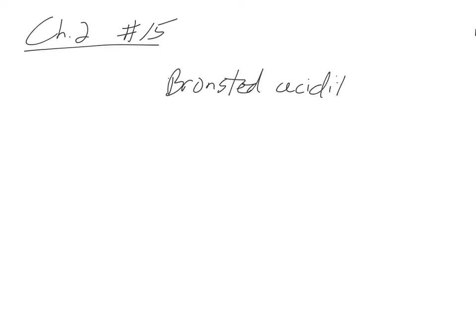This is chapter 2 in Sapling, number 15. It says, rank the following 4 acids in order of increasing Bronsted acidity. So what's it asking? Bronsted acidity. The first thing you need to know before you even look at the molecules is what Bronsted acidity means, because if you don't know, it doesn't matter. Do you know what it means to be a Bronsted acid?